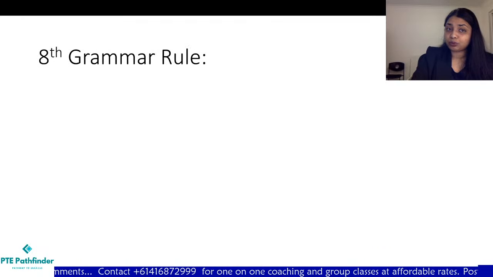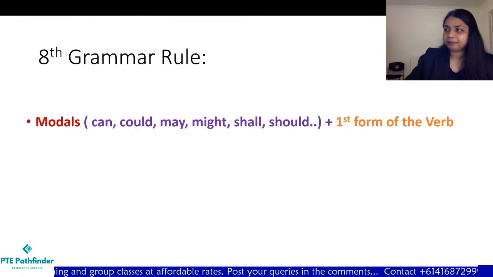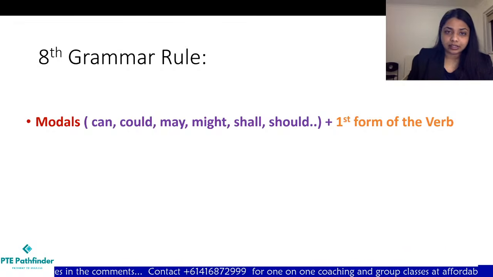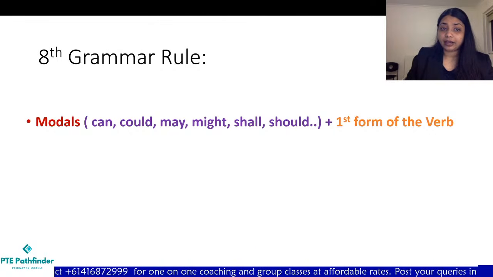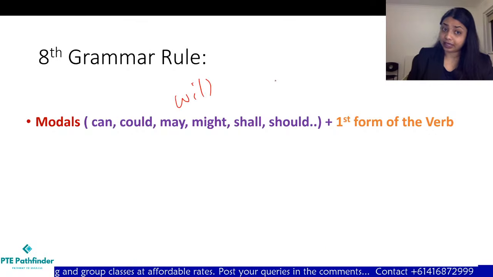Now the next rule, that is the 8th grammar rule, it's about modals. Now modals are the words that we basically use to show a degree of certainty or uncertainty about something. So for example, if I say I will go to market. So will is a modal.